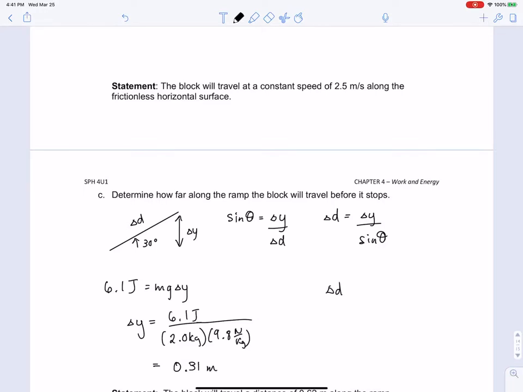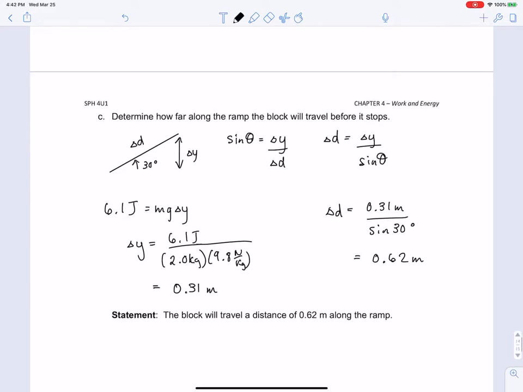So we can find the distance it travels up the ramp by subbing in 0.31 meters for delta y divided by the sine of 30 degrees. If you punch this in, you should get 0.62 meters. Therefore, the block will travel a distance of 0.62 meters along the ramp.